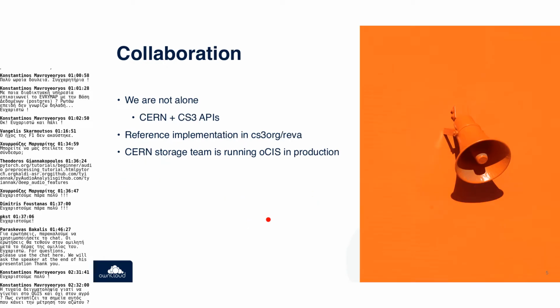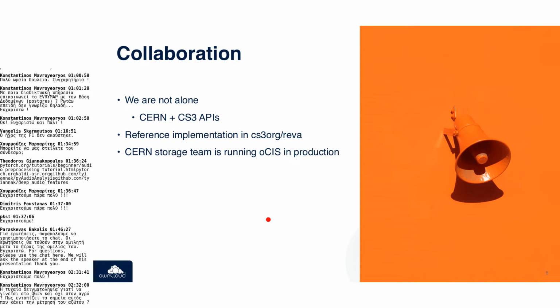As I mentioned earlier, we are working on the CS3 APIs alongside CERN. And in particular, the reference implementation, which is living on the cs3org/reva repository. So you can have a look at it if you want. And as of today, CERN is already using the new system in production. So they are migrating all the users to the new, the project is called OCIS, ownCloud Infinite Scale, so the abbreviation is OCIS.